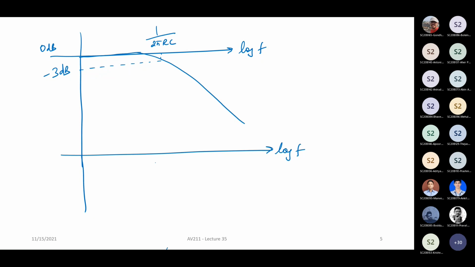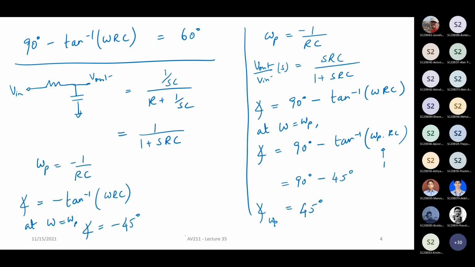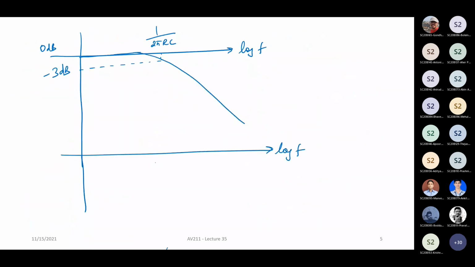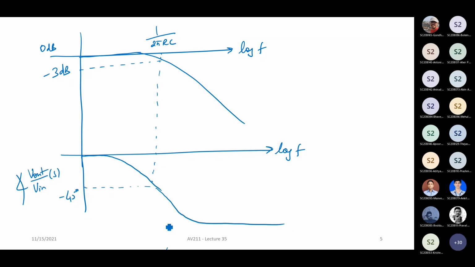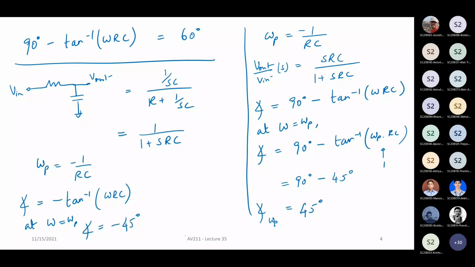So at very low frequencies, what happens? Omega equal to 0, it is tan inverse of 0, so 0 degrees. Right? This is the angle of V out by V in of S. So you start with 0 degree, and then beyond a point, it starts to degrade. Right? At omega equal to omega P, it will be minus 45 degrees. And then later it will reach asymptotically minus 90 degrees. At omega equal to infinity, you'll have minus 90 degrees. This is for the low pass RC.